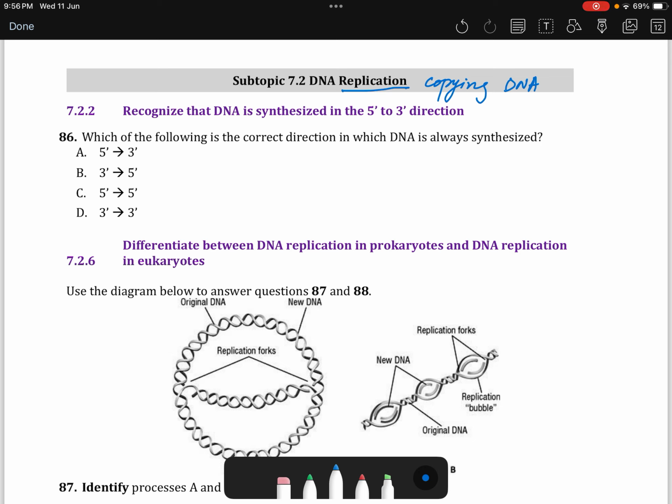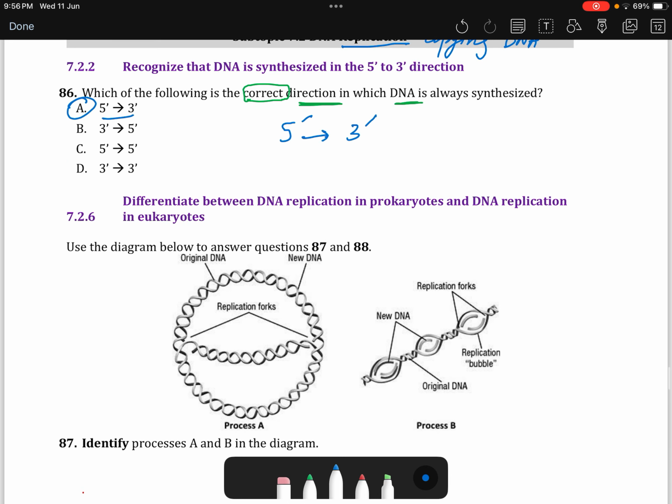And which model is used for copying the DNA? It is semi-conservative replication. So the method that is used over here is semi-conservative replication. Which of the following is the correct direction of the DNA? So please remember the direction is always 5 prime to 3 prime. RNA is also made in the 5 prime to 3 prime direction. Not this one, not this one, not this one.